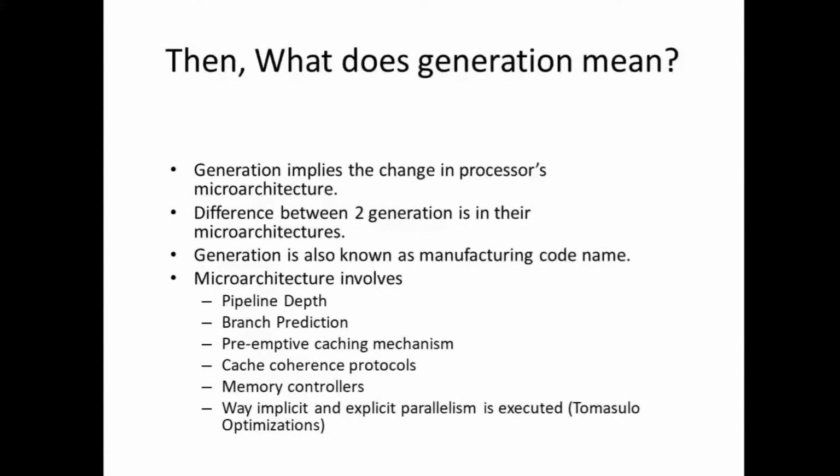What does the generation mean? A generation implies the change in a processor's architecture. The difference between two generations is in their microarchitecture. The generations are also known by the manufacturing codenames. The microarchitecture design involves pipeline depth, branch prediction, preemptive caching mechanism, cache coherence protocols, memory controllers, and parallelism.